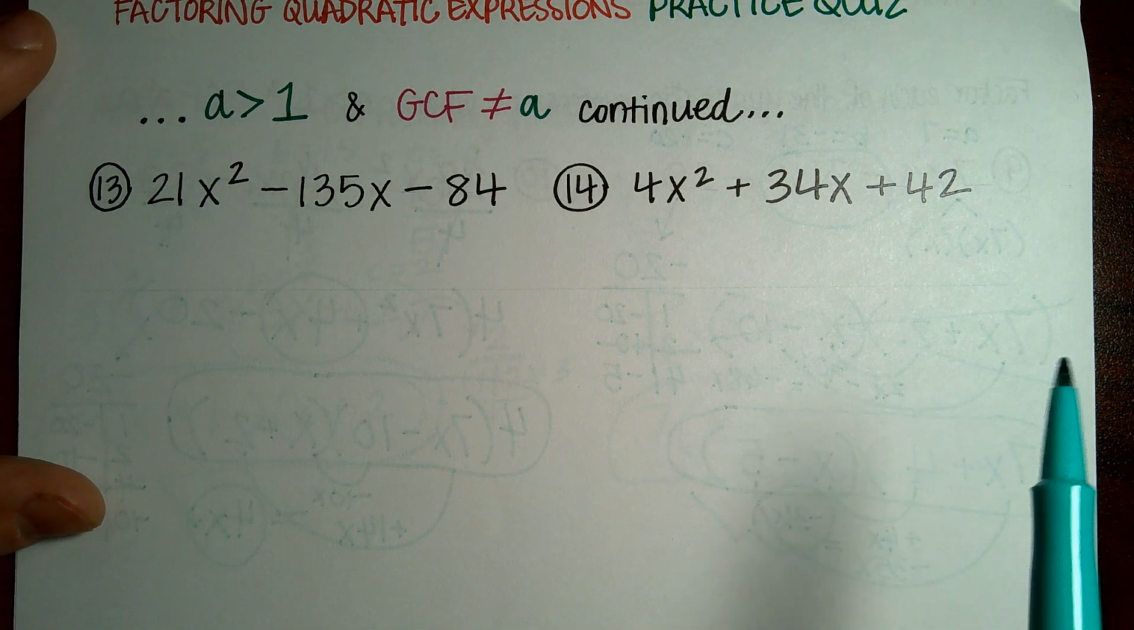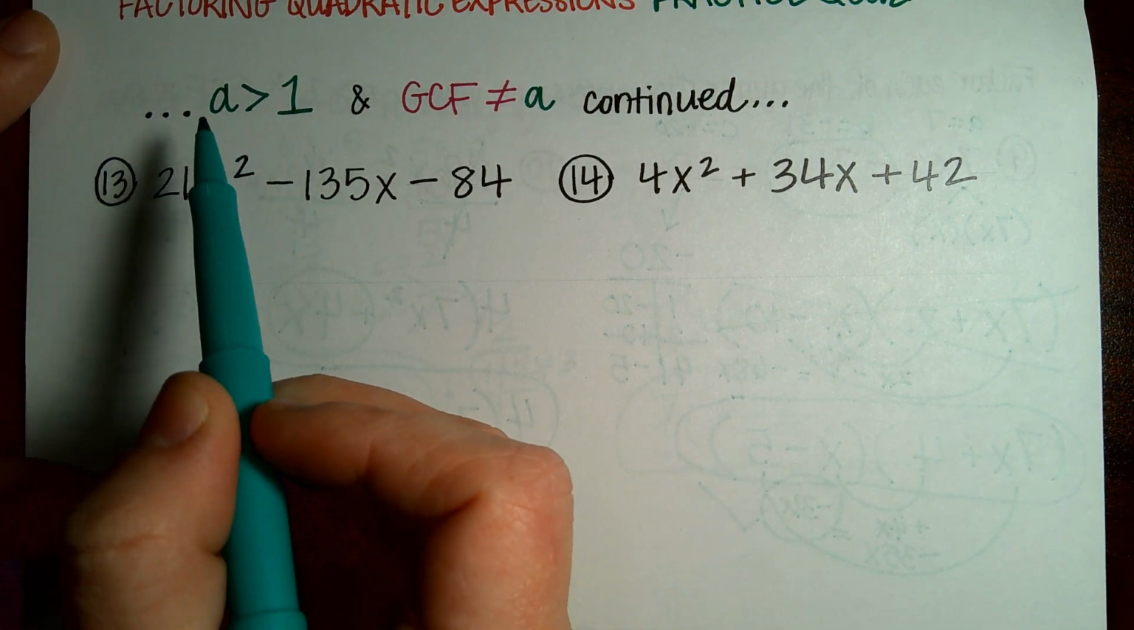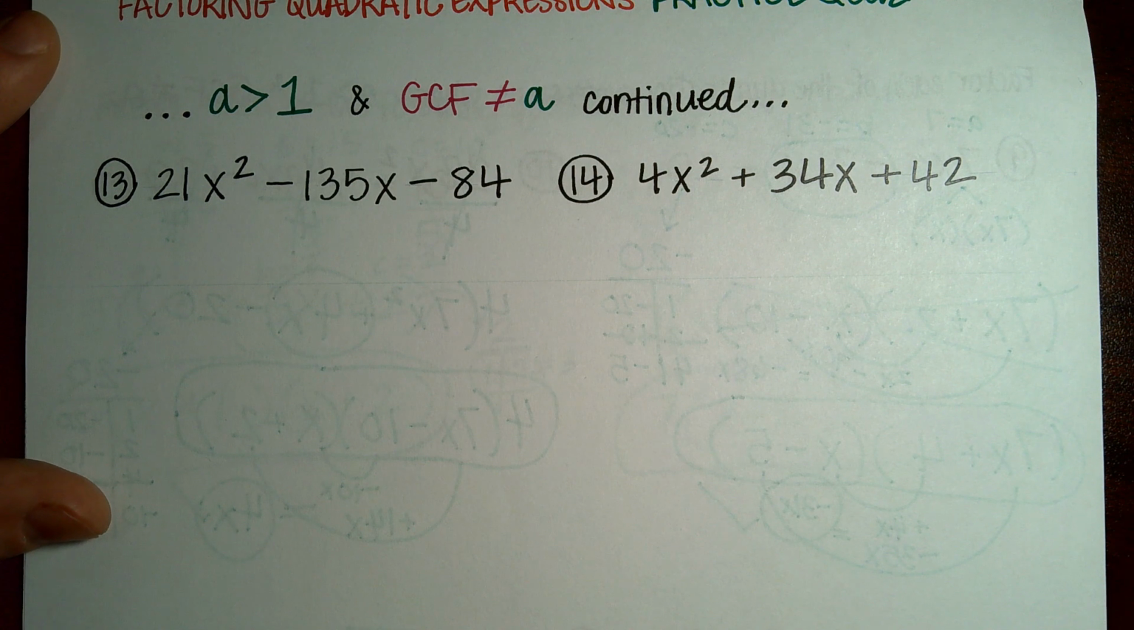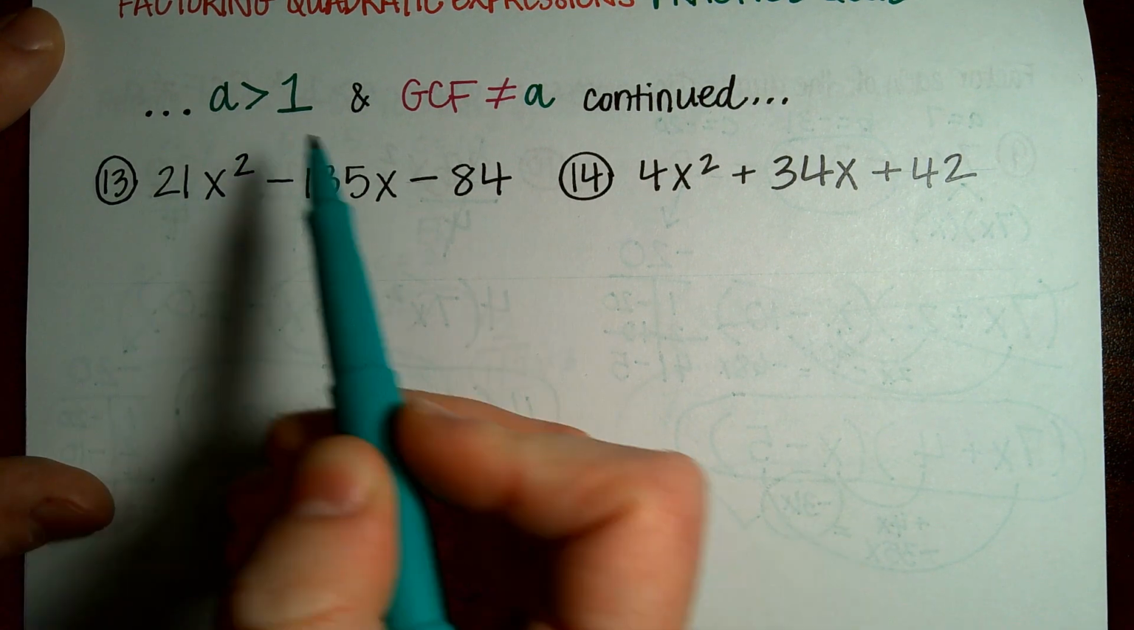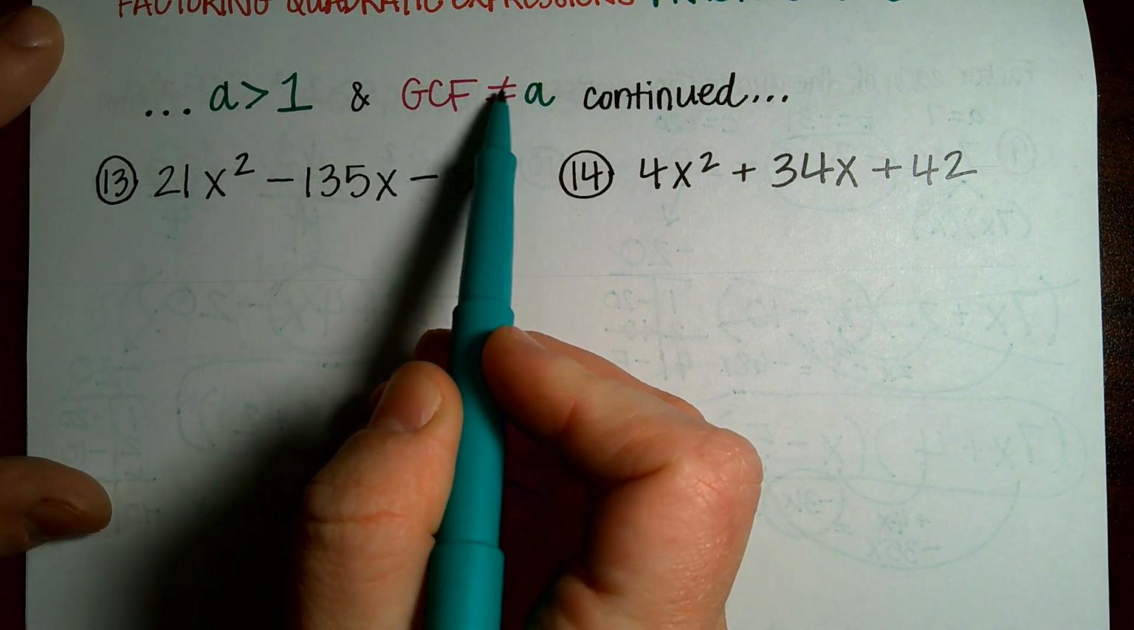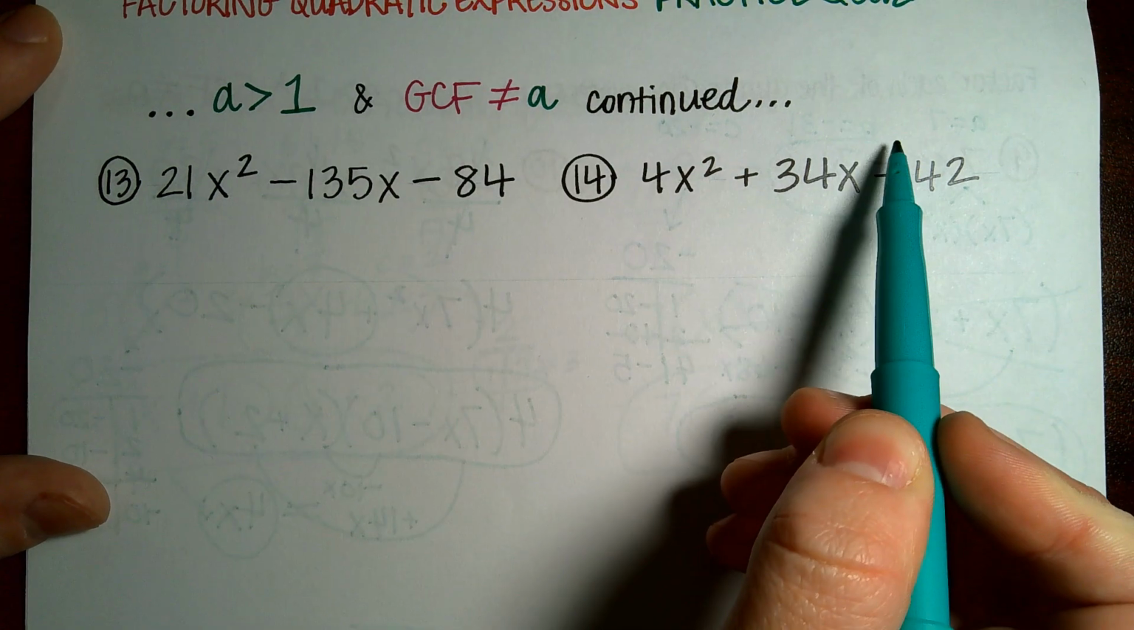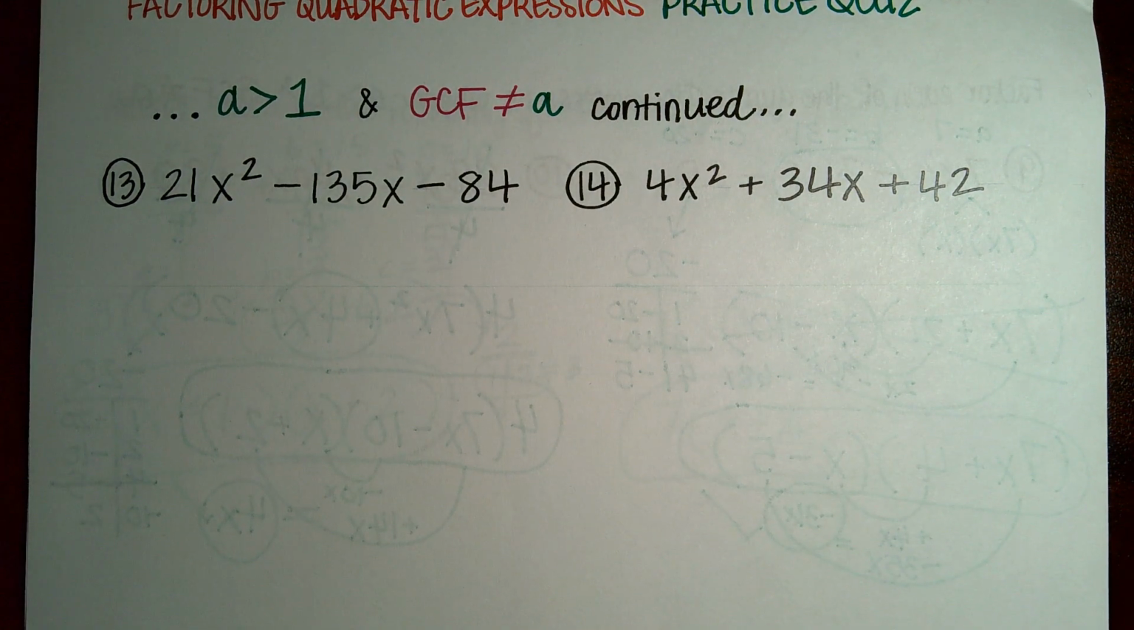Let's look at number 13. This is the same type of problems continued. So I just put that. A is greater than 1 and GCF is not equal to A. Continued. So let's look at number 13. What's the first thing I should check? For the GCF. Can I divide these terms by anything? 3. Let's try 3.